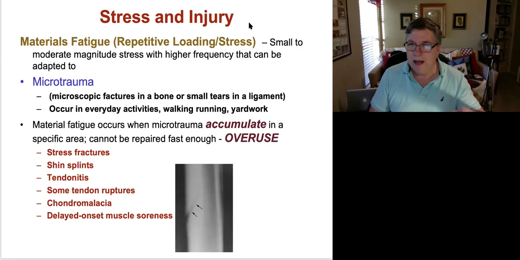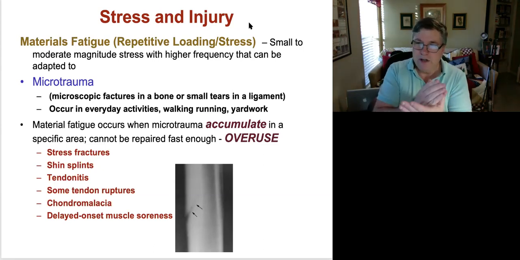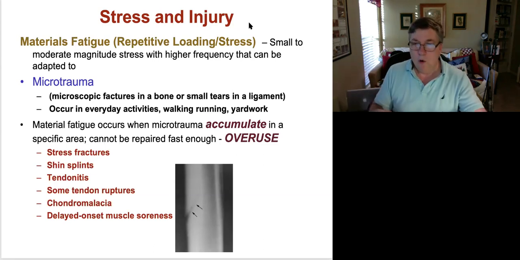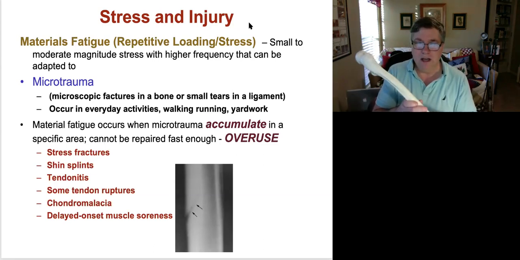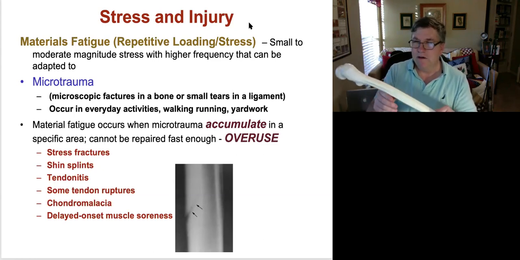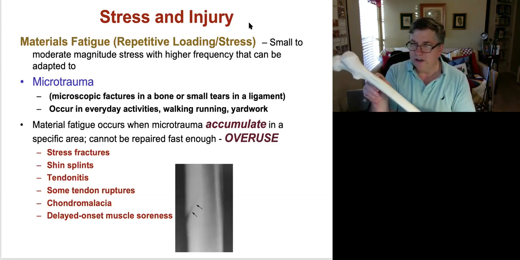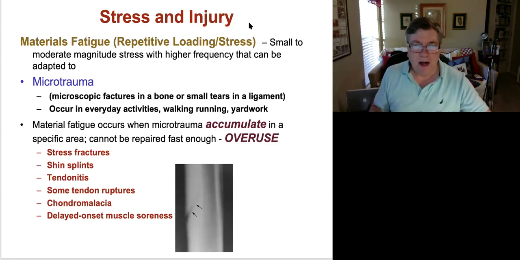Does this happen in the body? Absolutely. Delayed onset muscle soreness is probably the most common type of microtrauma or material fatigue injury. These are overuse injuries where there's a lot of repetition, but the loading isn't enough to cause, like, a muscle tear. Or if it's a bone, it causes a stress fracture or a stress reaction, which is an inflammation of the bone. A stress fracture is basically a microfracture, where some small microfractures have accumulated over time.